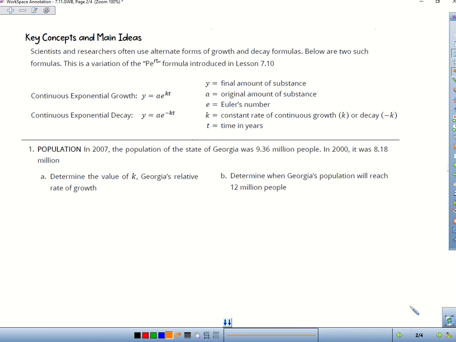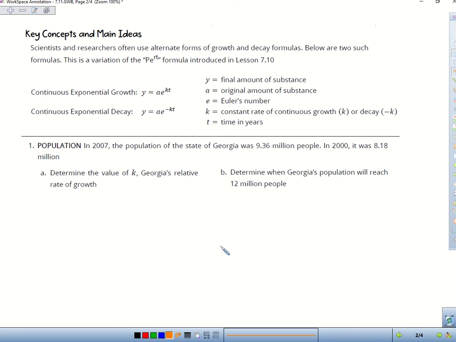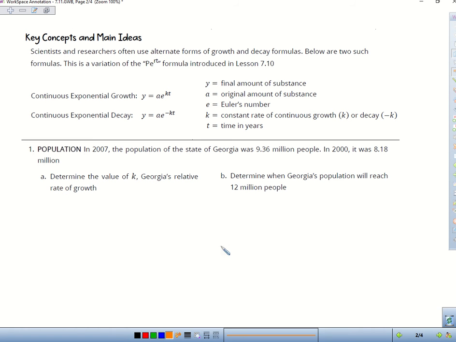Alright, so scientists and researchers often use alternate forms of growth and decay models. Below are two such formulas. This is a variant of P times e to the rt formula introduced in lesson 7.10. So we have continuous exponential growth and continuous exponential decay. You only use these particular formulas when we're dealing with continuous growth and decay, okay?